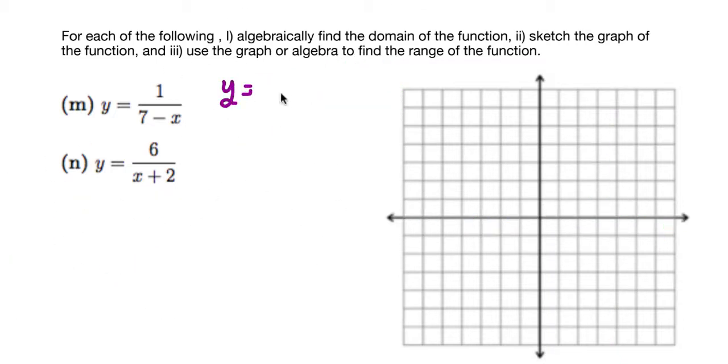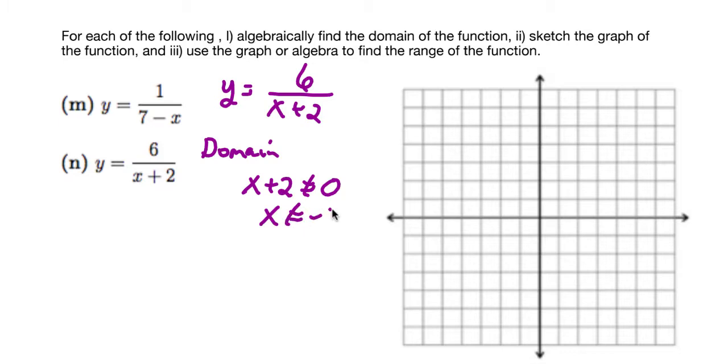Okay, for n, f of x is equal to 6 divided by x plus 2. So for the domain, we know the denominator x plus 2 cannot equal 0, so therefore x cannot equal negative 2. So domain is x such that x is not equal to negative 2. Draw a vertical asymptote at x equals negative 2.